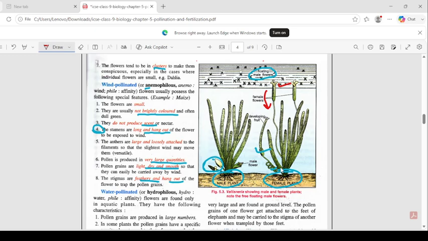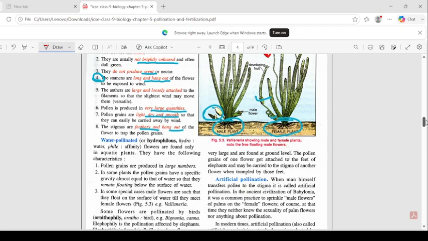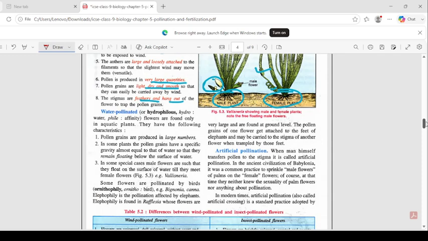So pollination takes place by insects in the hydrophilous plants. Next we are moving with the artificial pollination, which is done manually, which is again a 2 mark question and very important. Here are some features of the hydrophytic plant. I just discussed one example of Vallisneria, which is asked in the exam for 2 or 3 marks.